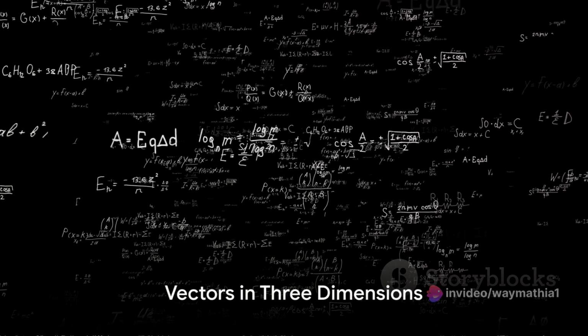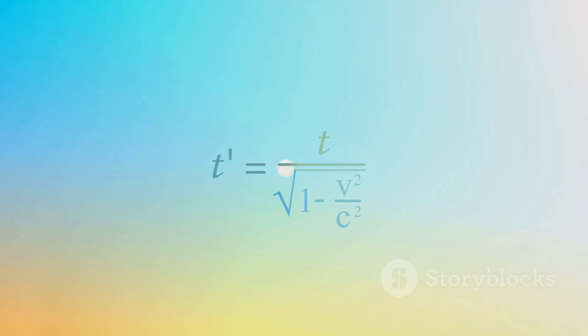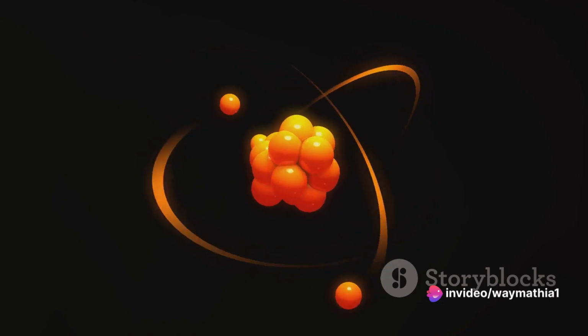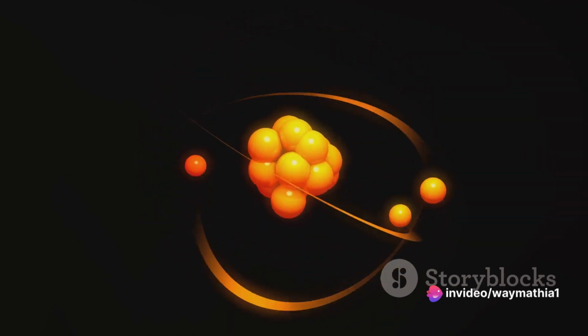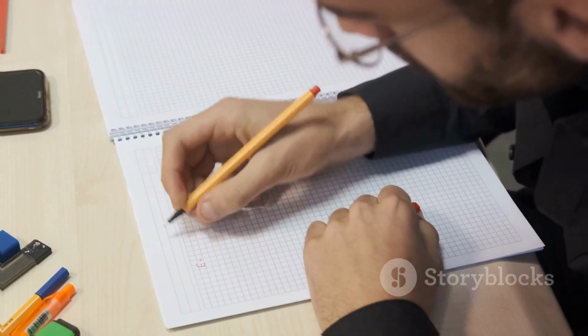And what about vectors in 3 dimensions? Well, we express these vectors in component form and calculate their magnitude using the Pythagorean theorem. It's a bit more complex than dealing with 2-dimensional vectors, but it's a crucial skill for anyone studying physics.